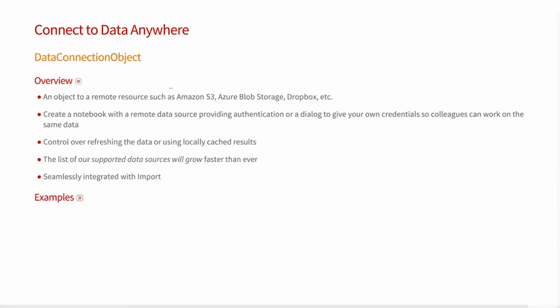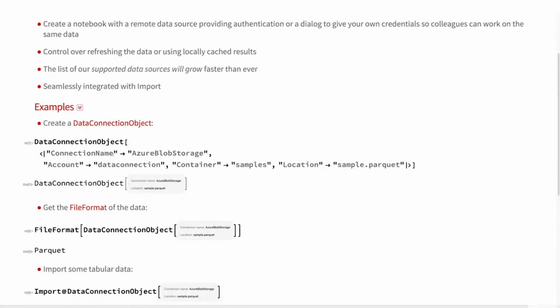A DataConnectionObject is a symbolic representation of some remote resource such as Amazon S3, Azure Blob Storage, Dropbox, etc. So you can create a notebook with your remote data sources at the top of the notebook. It provides authentication or a dialogue so you can give your own credentials and then pass the notebook to somebody else, and your colleagues can work on the same data but use their own credentials. This has control over refreshing when you pull in the data or getting locally cached results. And our list of supported data sources is about to grow faster than ever. This is seamlessly integrated with Import, and I think that the integration will continue to improve over time.